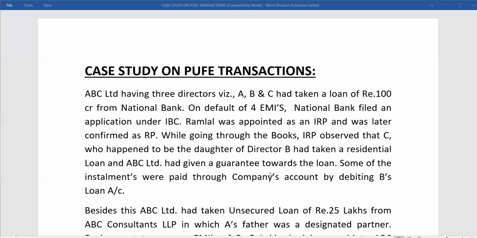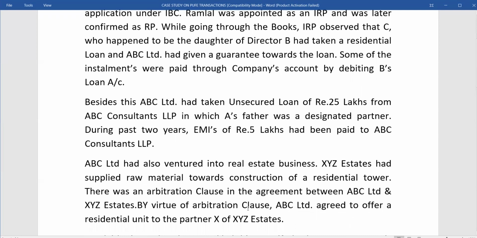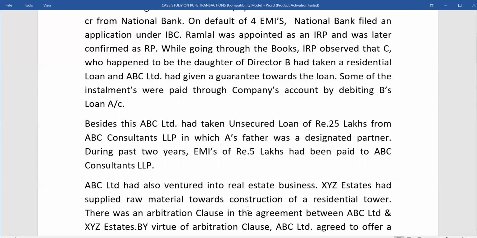Next. बाद में देखेंगे सर. हाँ जी, हाँ जी. Yes sir. Besides, the ABC Limited had taken unsecured loan of rupees 25 lakhs from ABC Consultant LLP, in which A's father was designated partner. During the past 2 years, EMIs of rupees 5 lakhs had been paid to ABC Consultants LLP. So this is another transaction. ABC has taken an unsecured loan, and now they are paying.